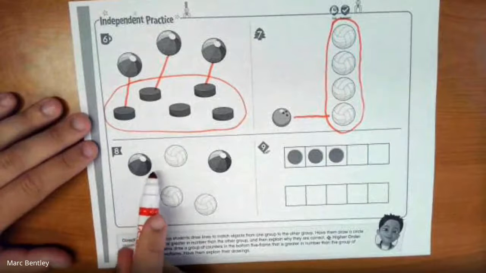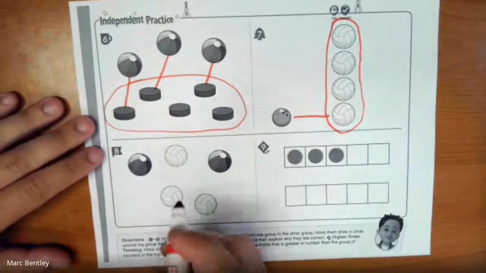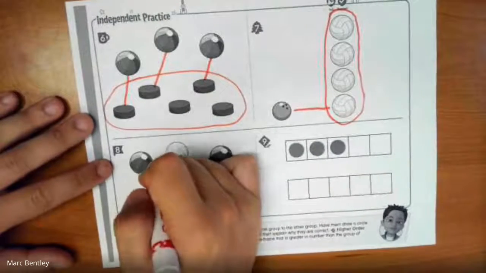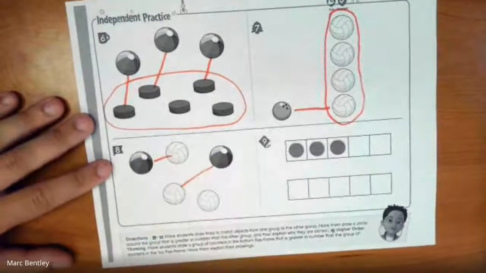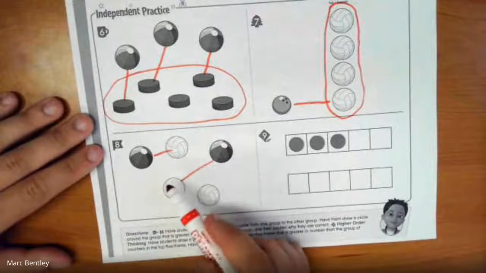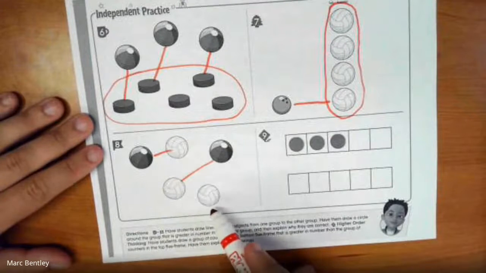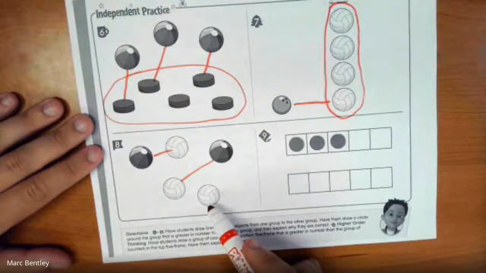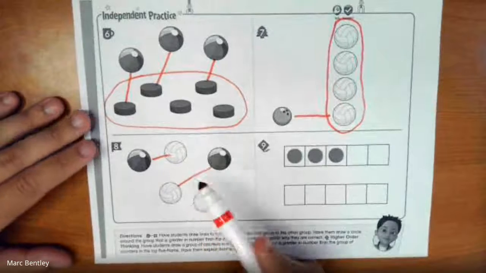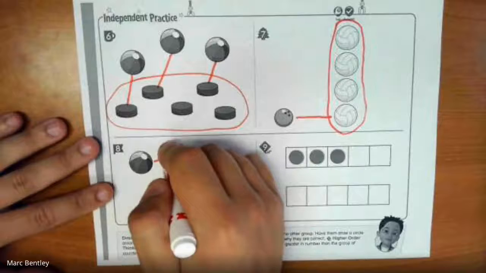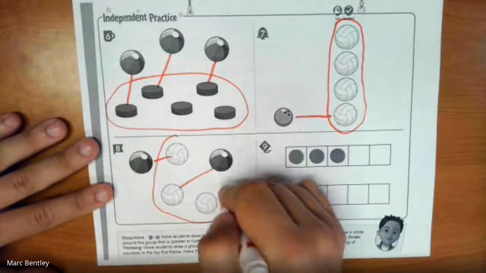I got the beach balls and the volleyballs over here for number 8. Match up there, match up there. And I can see that I have more volleyballs than I do beach balls. There's 1 here without a match. So the number of volleyballs is greater than the number of beach balls. And I'm going to circle it.